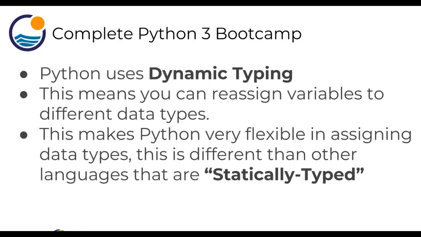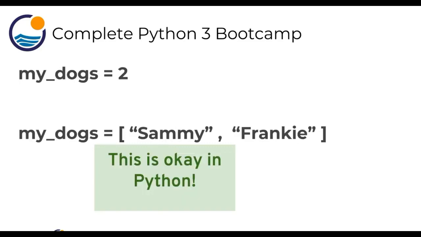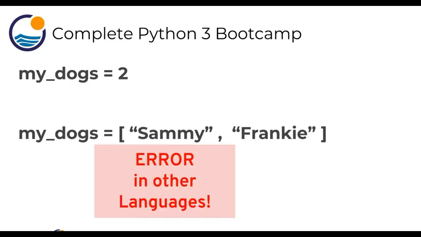Before we actually jump to the Jupyter Notebook, though, I want to mention that Python uses dynamic typing. And this means you can reassign variables to different data types. This makes Python very flexible in assigning data types, and that's actually different than many other programming languages that are statically typed. So let me show you an example of what I mean by this. In Python, something like this is totally okay. Here I've assigned my_dogs variable name equal to 2, and then later on in my code, I went ahead and reassigned the same variable name, my_dogs, to a completely different data type, a list, Sammy and Frankie. Now that's totally okay in Python, but in other languages, that would produce an error.